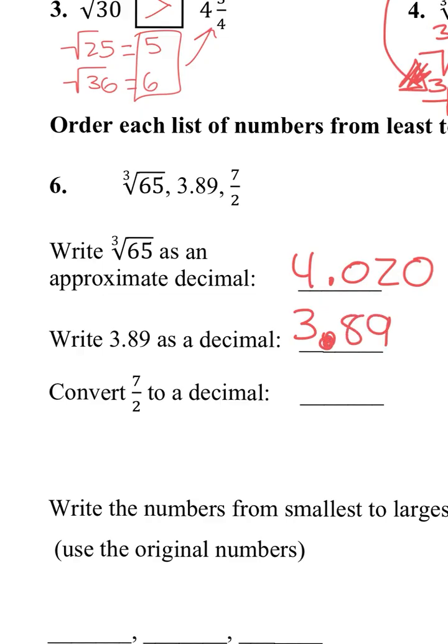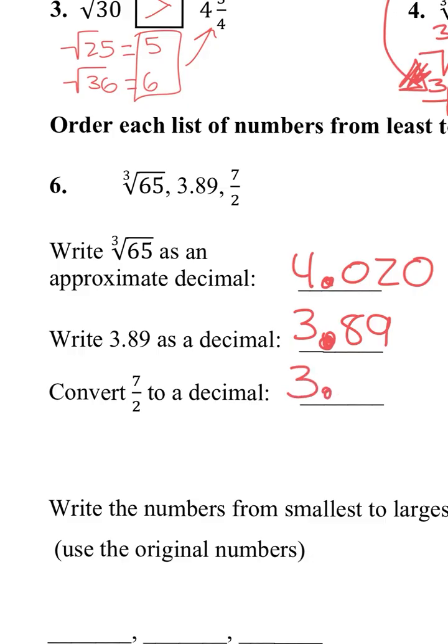I said 3.82, I meant 3.89. So line up the decimal points. I promise you it'll make sense here in just a minute. And then if I convert 7 halves to a decimal, so 7 divided by 2, you should come up with 3.5.